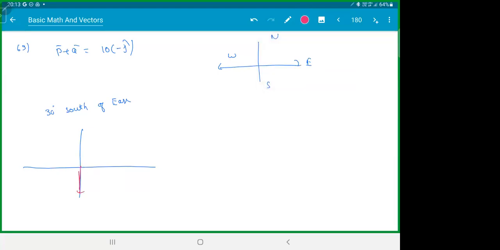South is this, east is this. So south of east means this angle, and this is 30 degrees. Getting the meaning? Suppose someone gives you 60 degrees west of north, meaning west by north is 60 degrees. This is west, this is north, so this is 60 degrees. Clear? You should know that, but you will do this in relative velocity. From there you will get the vectors.